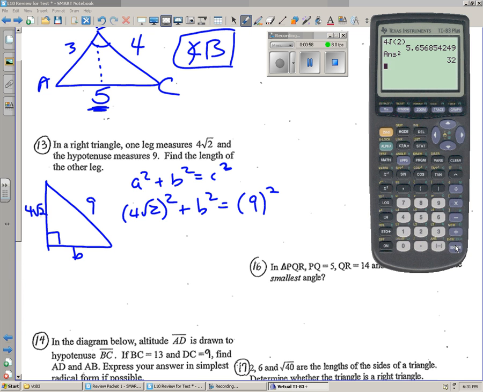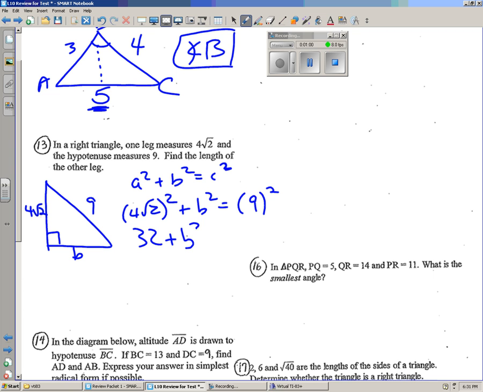So it is 32 plus b squared is 9 squared, which is 81. Subtract 32 from both sides, and b squared turns out to be 49. So b is 7. And there's your answer.